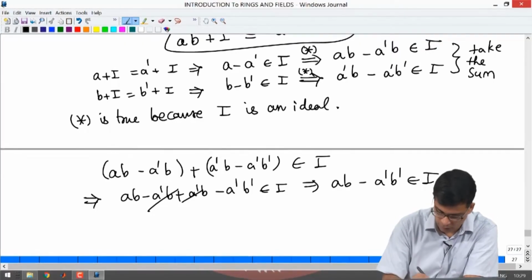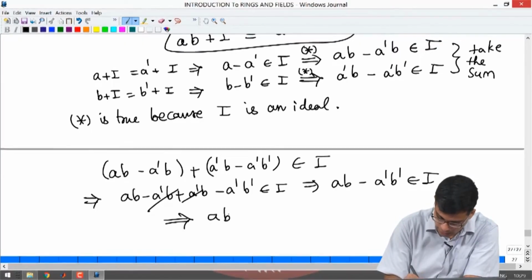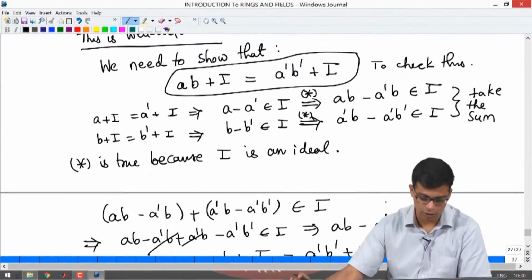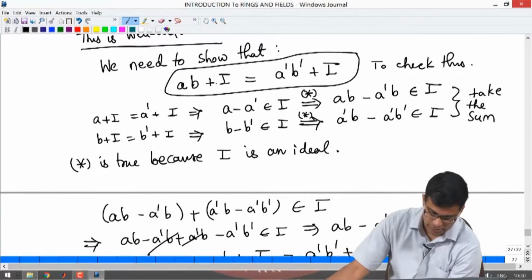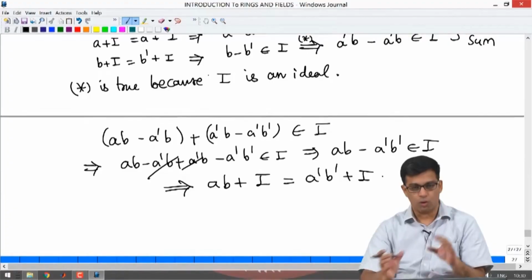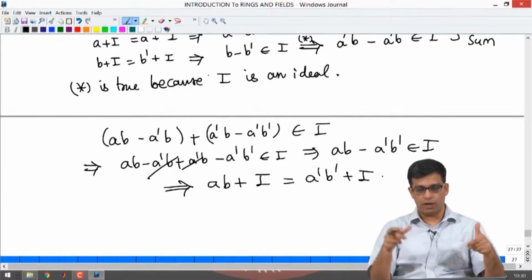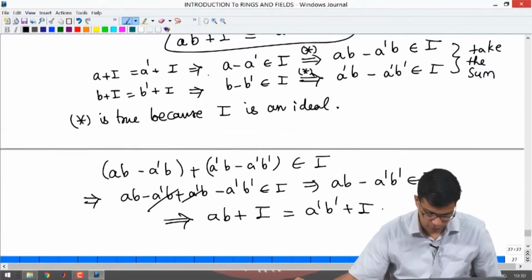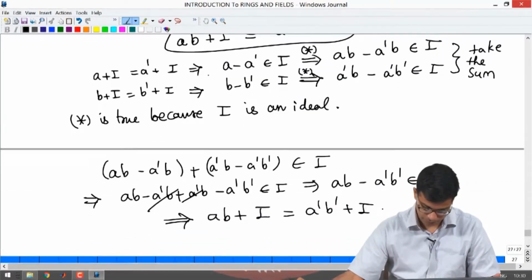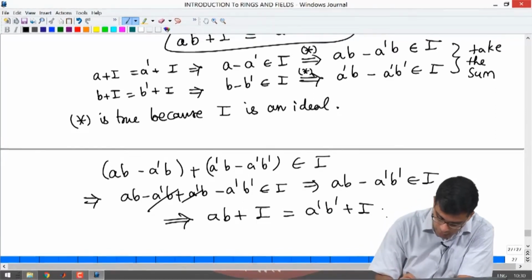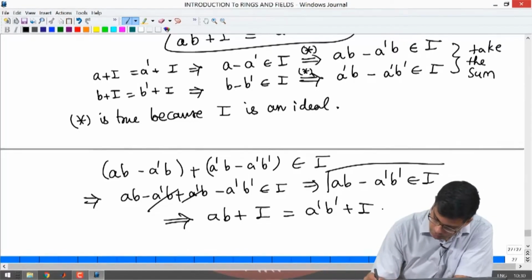that means ab minus a prime b prime is in I. This tells me that ab plus I is equal to a prime b prime plus I. That is what I needed to prove. Two cosets, a plus I is equal to b plus I, remember, if and only if a minus b is in I, that is what we are using all the time. In order to show ab plus I is equal to a prime b prime plus I, I need to show that ab minus a prime b prime is in I, which is what I have shown here.